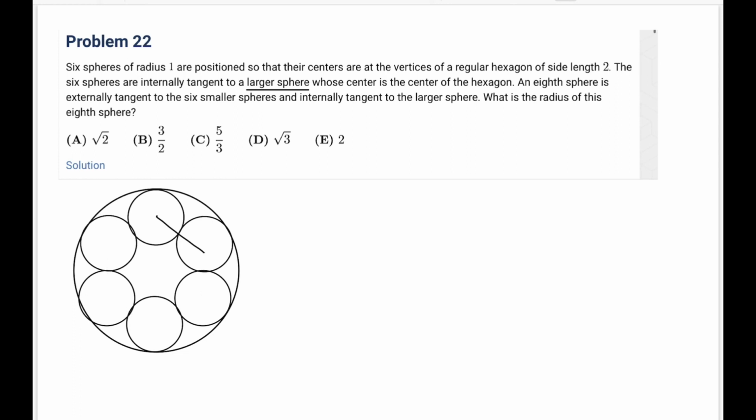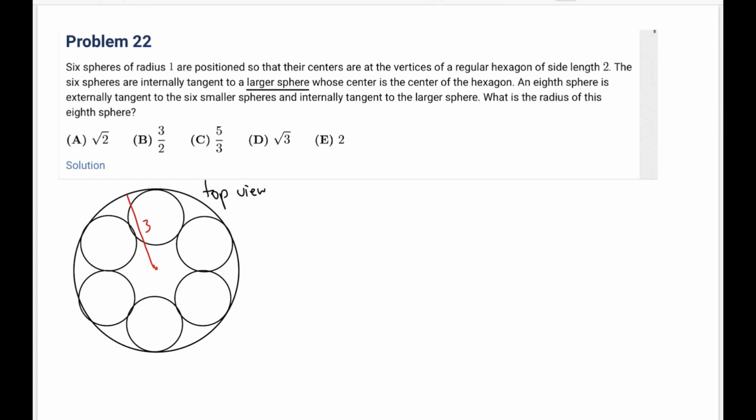So if we take that away, what we got is that the length of the center to that will be 2, and then the radius is 1, so this would be 1. So the whole radius of the big circle will be 3. And then this was just the top view, as I said. And then an 8th sphere is externally tangent to the 6 smaller spheres.